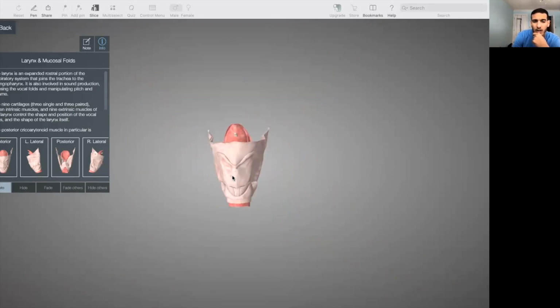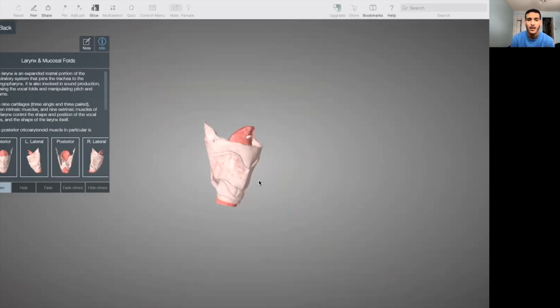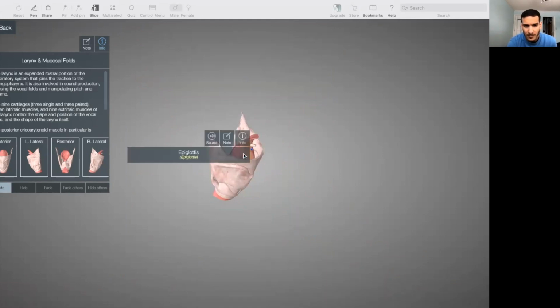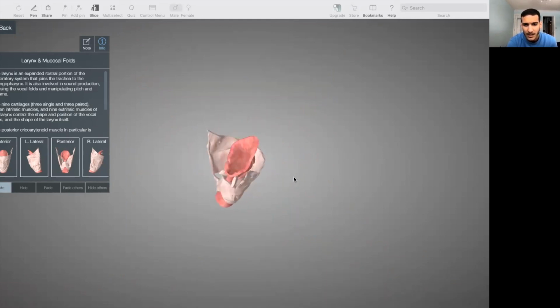But what we're going to be focusing on today is the larynx structure, mainly the thyroid cartilage, the cricoid cartilage, the epiglottis, the arytenoid, the cuneiform, and the corniculate cartilages. So I'll just show you. Here, you have the epiglottis. It is attached to the anterior internal part of the thyroid cartilage. That is the thyroid cartilage right here.